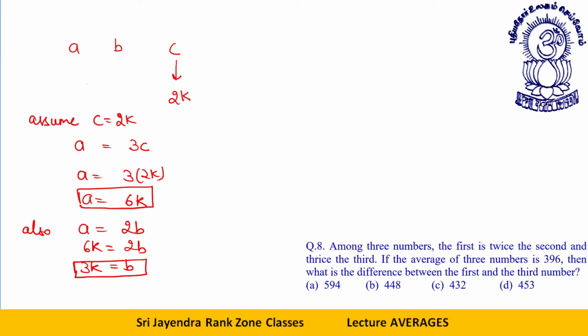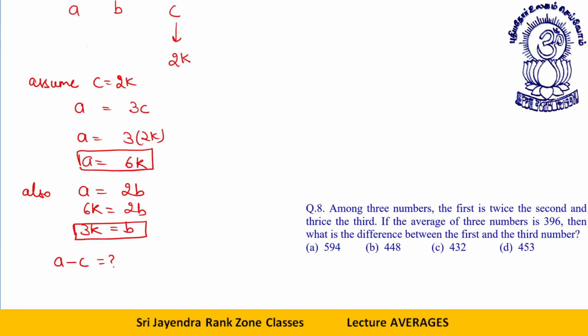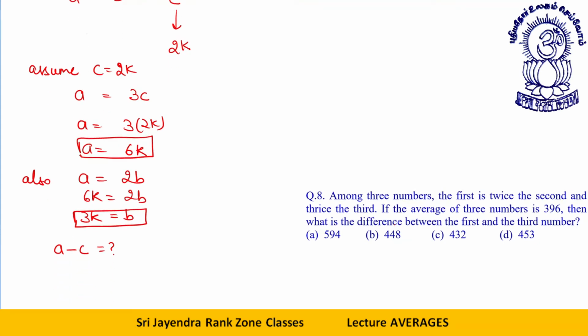Assume C is equal to 2k. If the average of the three numbers is 396, then what is the difference between the first and the third number? We need to find the difference between first and the third number. We need first of all A minus C. This is being asked. Okay. The average of three numbers is 396. A plus B plus C by 3 is equal to 396.